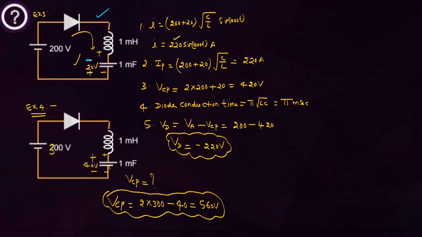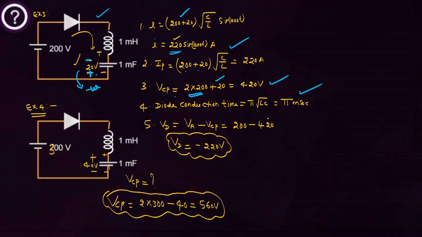Initial voltage across the capacitor is negative. If the initial voltage across the capacitor is negative, if negative is given, you have to add here. Addition: Vs plus V0, 220 V. This is the peak current. Or separately if you want, Vs plus V0 into square root C by L. For the peak voltage, 2 Vs. Because negative is given, you have to add, plus 420 volts.